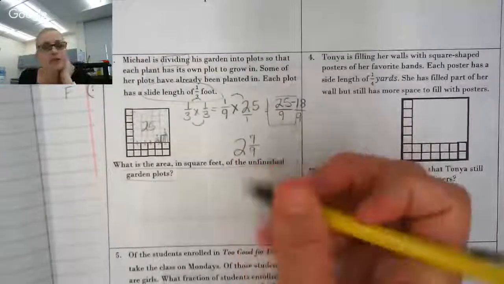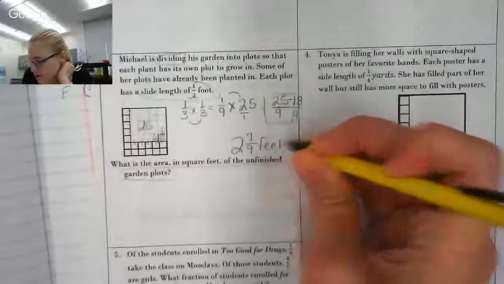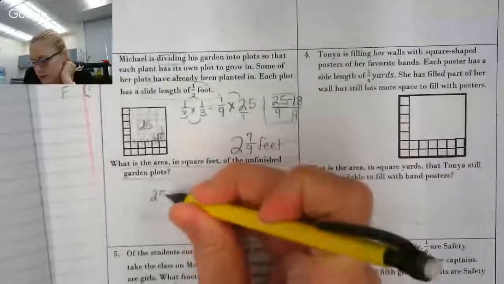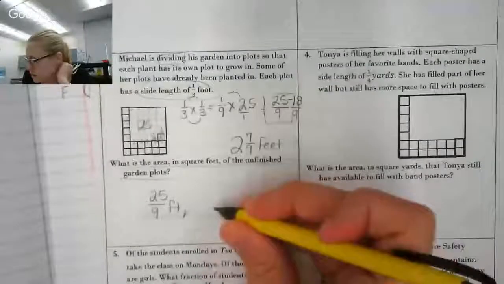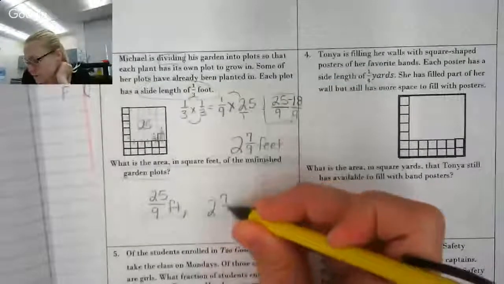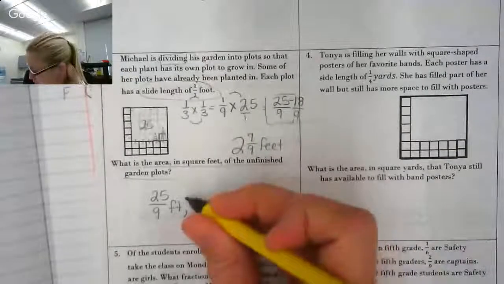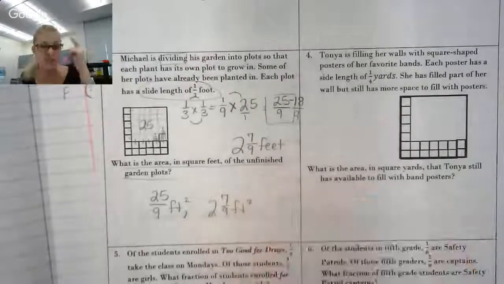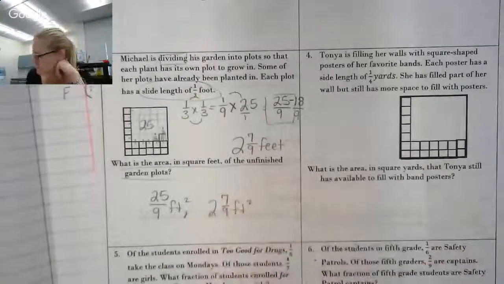And what is my unit of measurement? My unit of measurement is feet. So you could see it both ways. One of the possible answers could be 25 ninths feet, or another answer could be 2 and 7 ninths feet. So either one, or feet squared, square feet, right? Squared because it's area. Either one of these are totally acceptable answers.